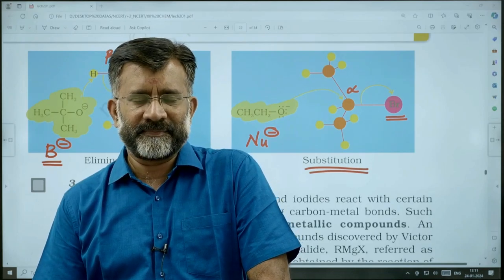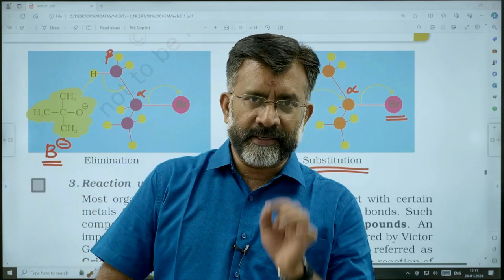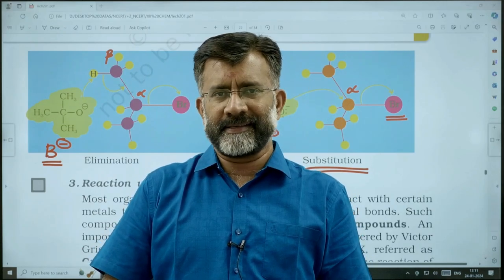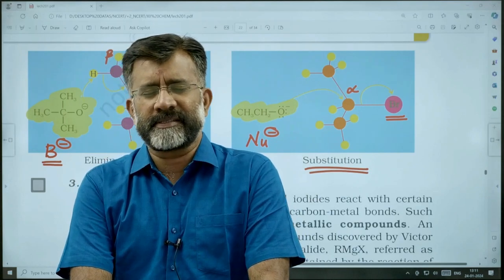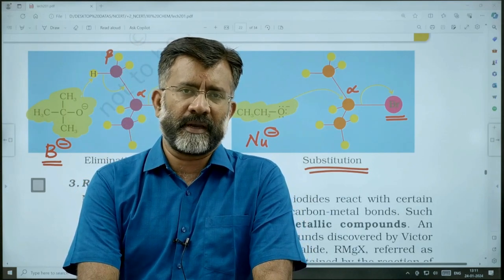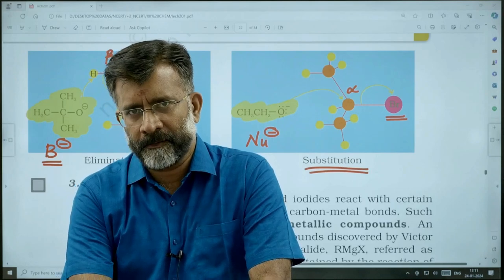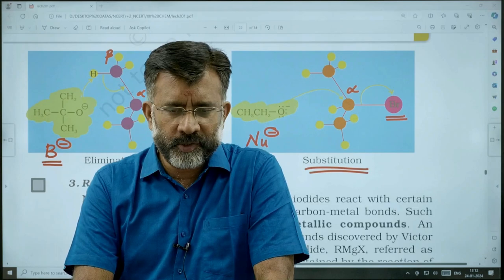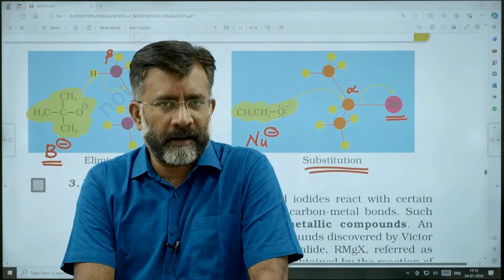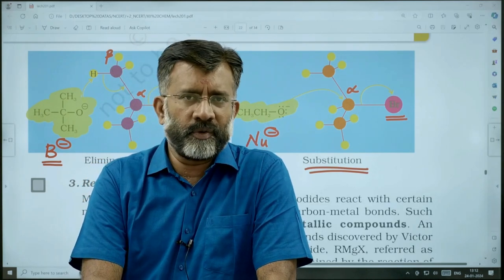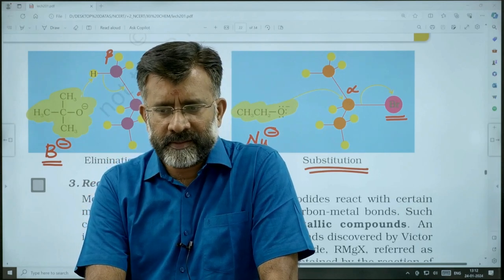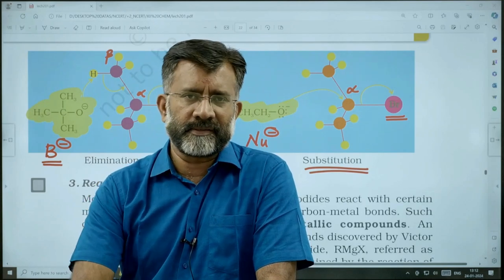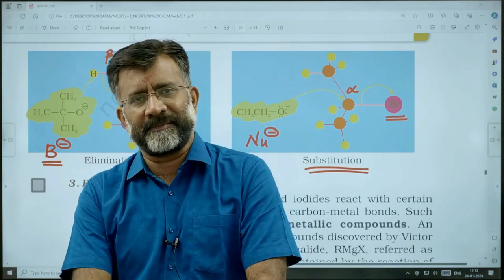Hope it is clear. Keep it in mind. A tertiary halide is highly prone to elimination reaction rather than substitution, and there always exists a competition between substitution and elimination. Right? So that's about two important reactions of alkyl halides out of the three. Number one, nucleophilic substitution reaction. Some 13-14 examples we have seen. And then mechanism SN1, SN2, and now elimination reaction.